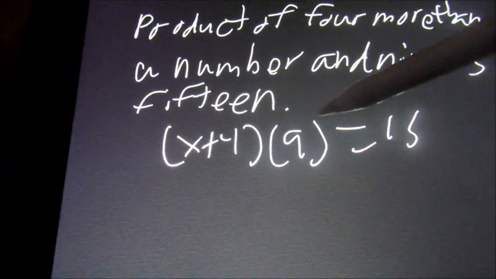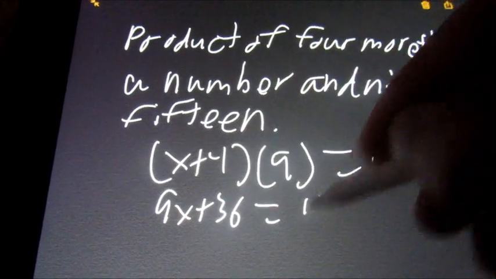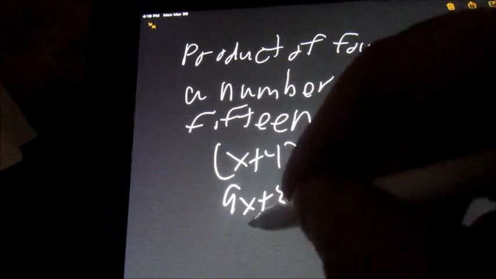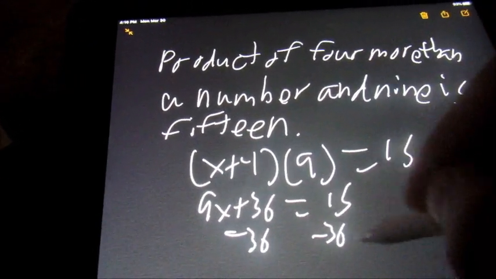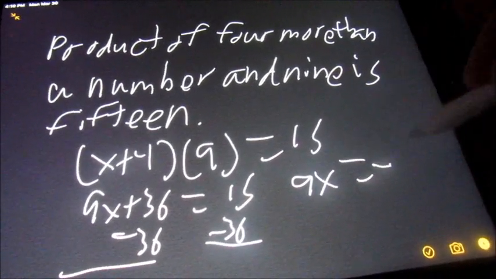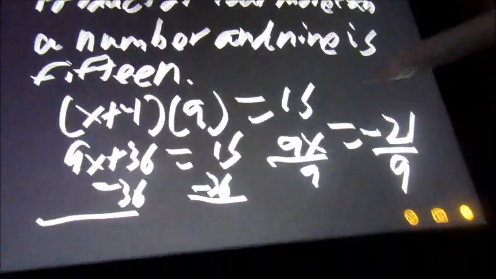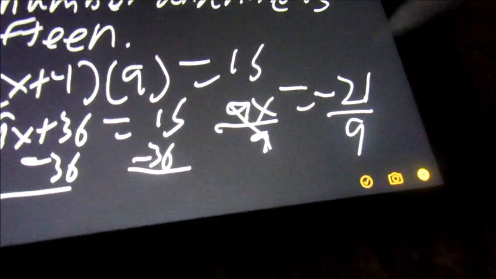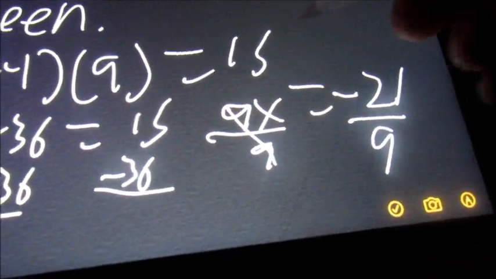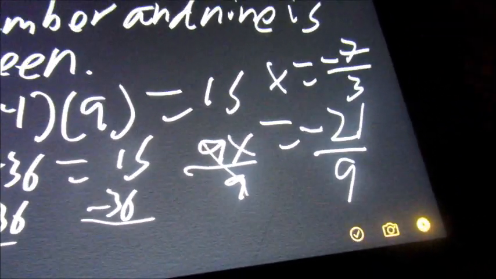So the first thing we do is distribute the 9. So we'll have 9x plus 36 equals 15. Subtract the 36 from both sides. And we're going to have 9x equals negative 21. Divide both sides by 9. We'll have x equals negative 21 over 9. But we can simplify that by dividing both of them by 3. So x is going to equal negative 7 over 3.